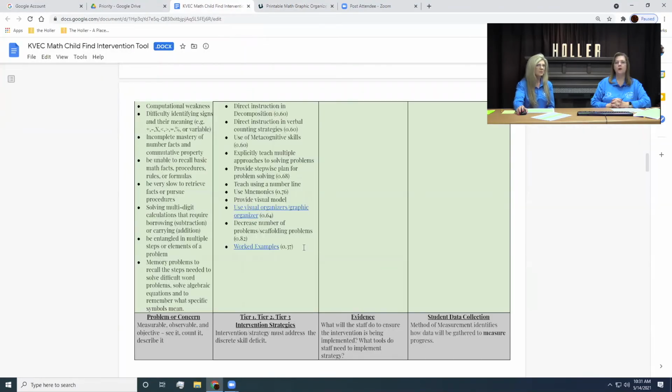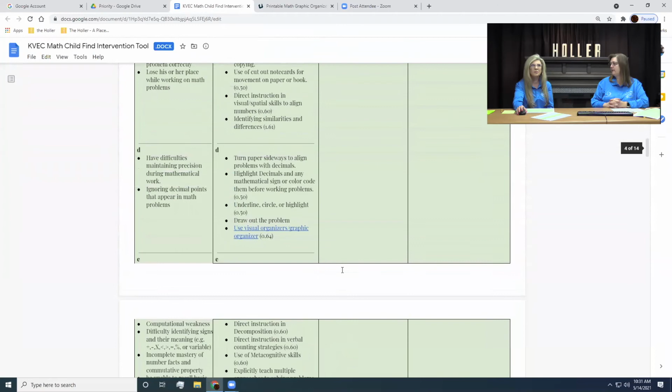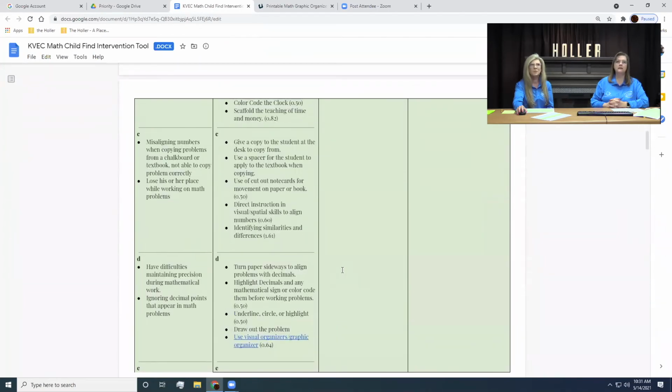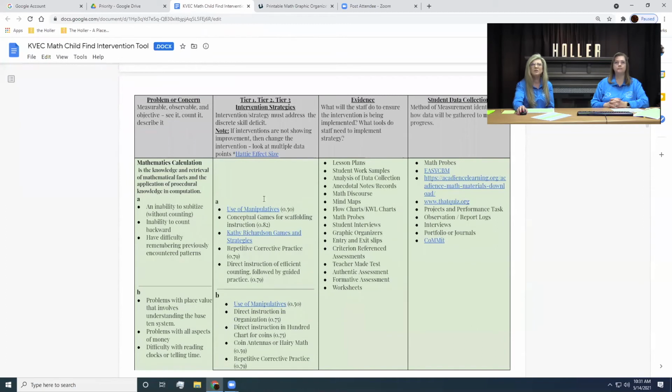Also, if you're worried about whether these are actually evidence-based, if they've got the little parentheses next to them, those are Hattie's effect size, which is the effect the intervention has on instruction for the student. And if you're not familiar with Hattie's effect size, we have that linked here as well. You can go to this link and it will provide definitions of what he means by those. It has them ranked from the most effective to the least effective.